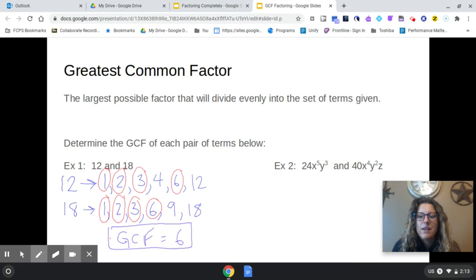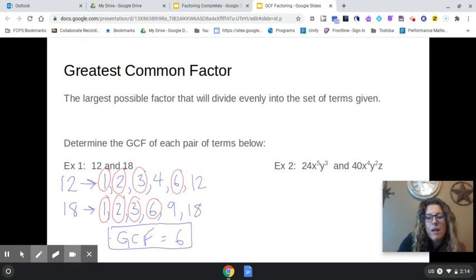It is the largest possible value that will divide evenly into both of those terms, 12 and 18. Okay, let's look at one that's a little bit more involved. It has some variables listed with it. Our first term is 24x to the 5th, y to the 3rd. And our second term is 40x to the 4th, y squared, z.